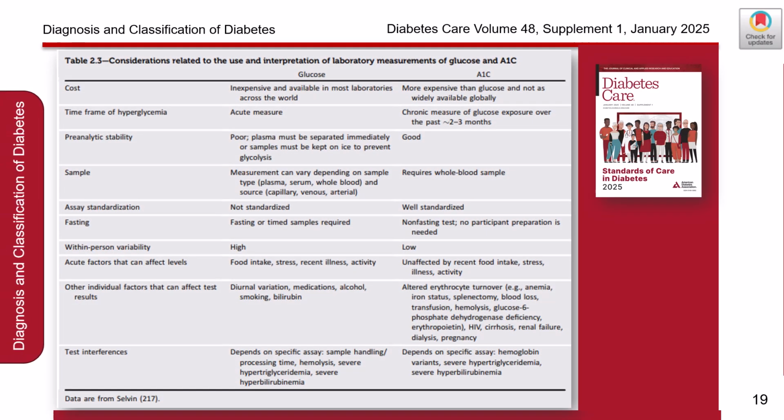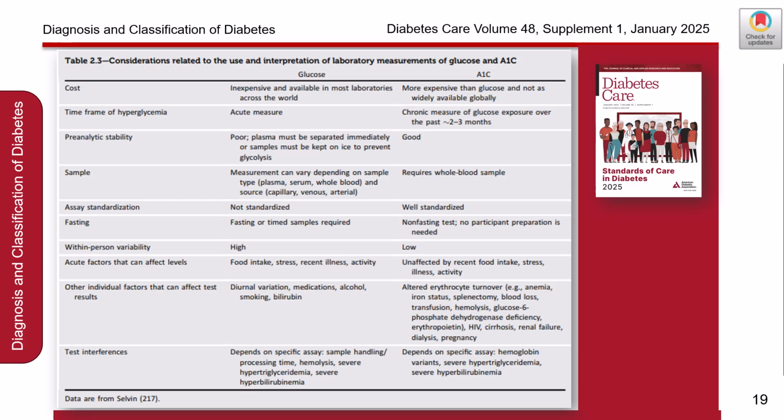Table 2.3. Considerations related to the use and interpretation of laboratory measurements of blood sugar and glycated hemoglobin. Cost. Blood sugar tests are inexpensive and widely available in most laboratories worldwide. Glycated hemoglobin tests are more expensive than blood sugar tests and are not as widely available globally. Time frame of high blood sugar. Blood sugar tests provide an immediate measurement. Glycated hemoglobin tests reflect long-term blood sugar levels over the past 2 to 3 months.